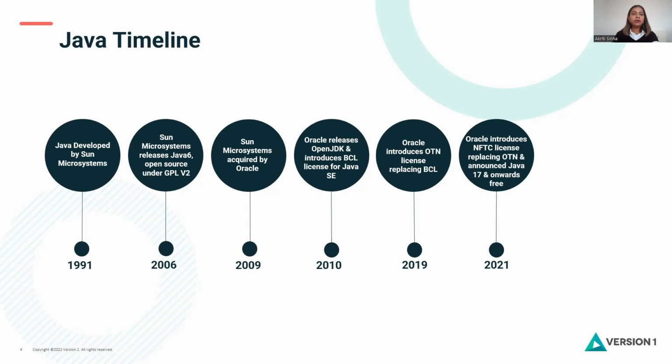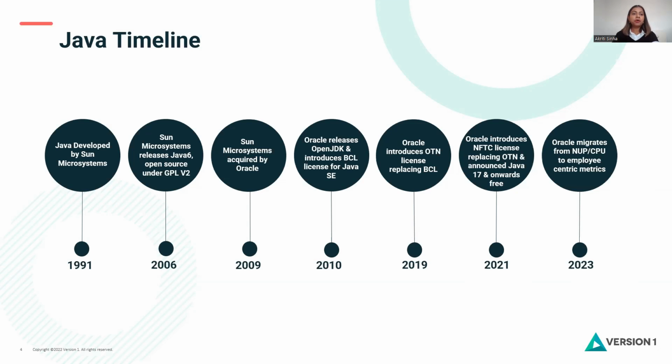In 2021, a new license was introduced called NFTC, or No-Fee Terms and Conditions License, and also Java 17 onwards was made free. With this license, the OTN license also still existed, but in short, for most customers, this would mean there could be a cost reduction if they move from OTN to the NFTC license. So in the later slides, we are going to do a detailed comparison of the three licenses and when each one of them should be used.